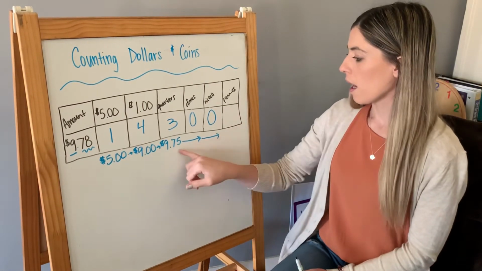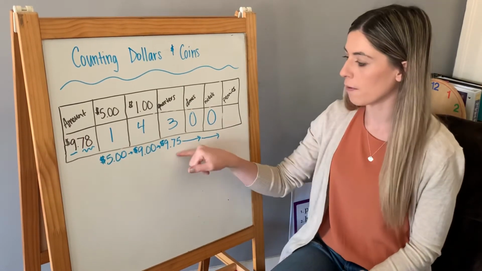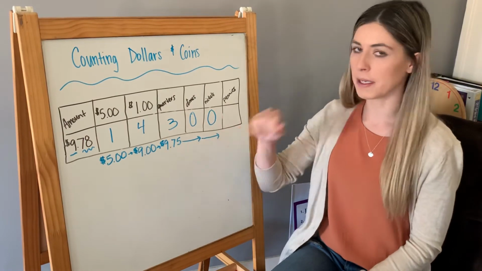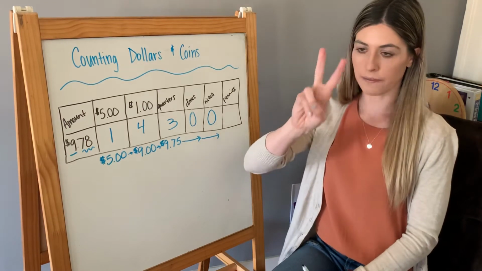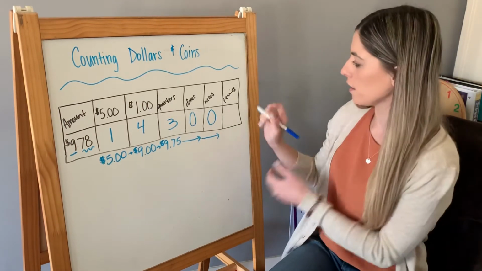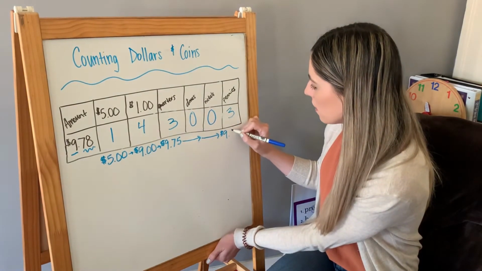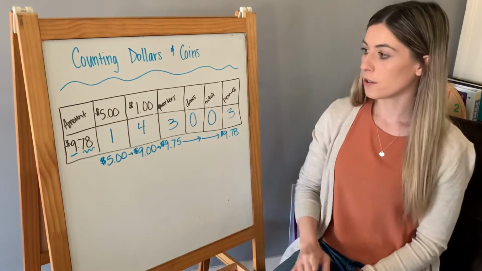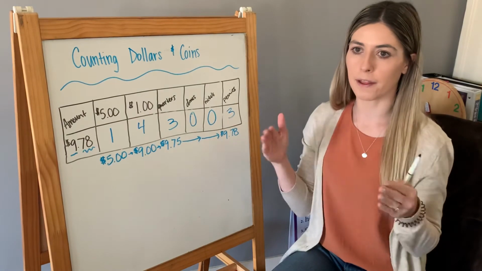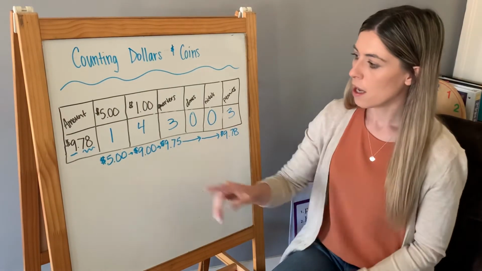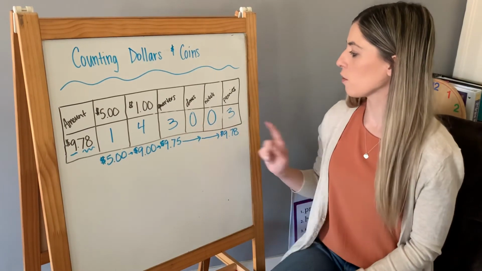So how many pennies does it take me to get from 75 up to 78? Let's count up from 75. Because I'm counting by ones, how many fingers does it take to get up to 78? So 76, 77, 78. 3 fingers. That means I need 3 pennies, and my total is $9.78. So, in order to make $9.78 with the fewest number of dollars and coins, I'm going to use 1 $5 bill, 4 $1 bills, 3 quarters, and 3 pennies, and that's it.